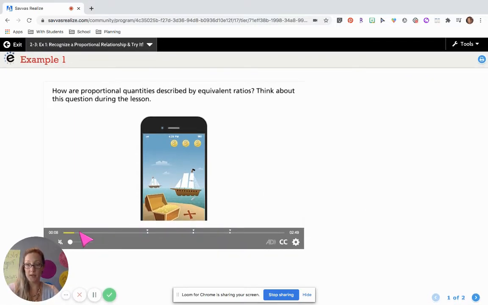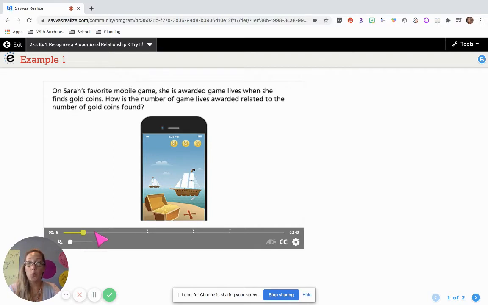And what we're going to be thinking about as we work through this lesson. So I want you to imagine you have a video game on your phone. You have an app, you're playing a game on your phone. The way the game works is that you're awarded lives when you find gold coins. And we're looking to find out how is the number of game lives awarded related to the number of gold coins that you find?